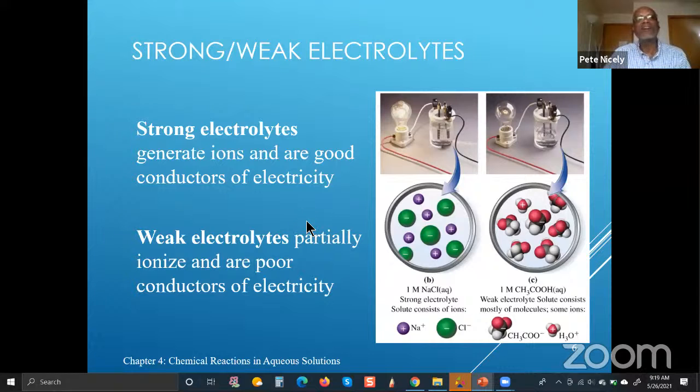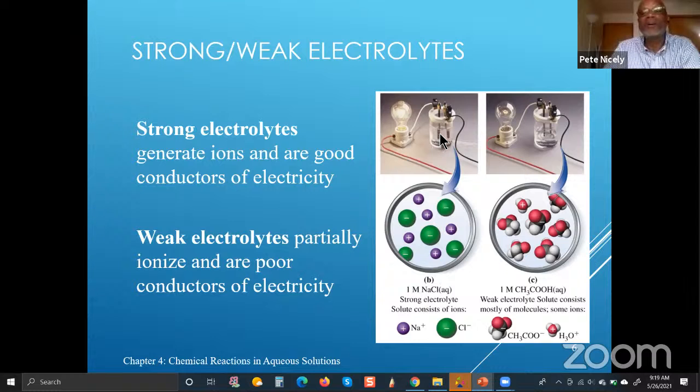Now, in the case of electrolytes, these can be categorized into two groups. You have one group or category known as strong electrolytes, and these are electrolytes which produce a solution which contains a relatively high concentration of ions, and therefore are very good conductors of electricity, right? And a good example of this would be sodium chloride.